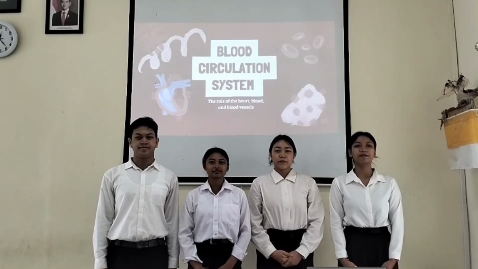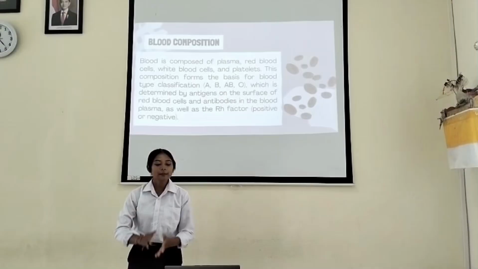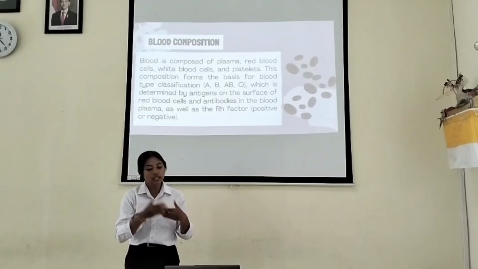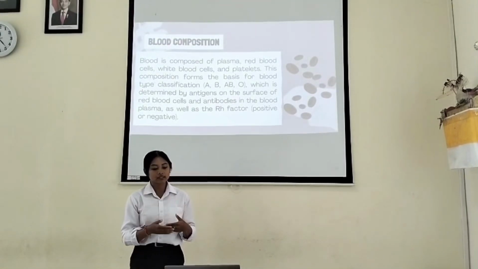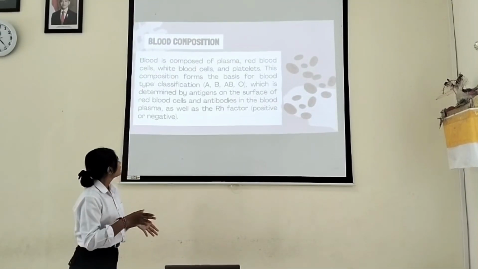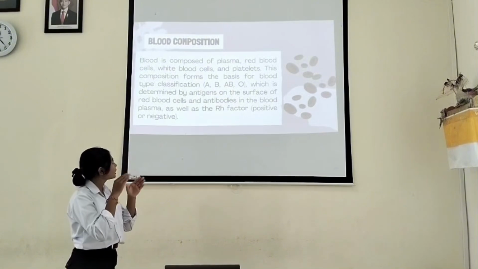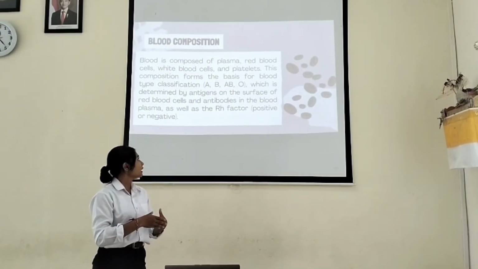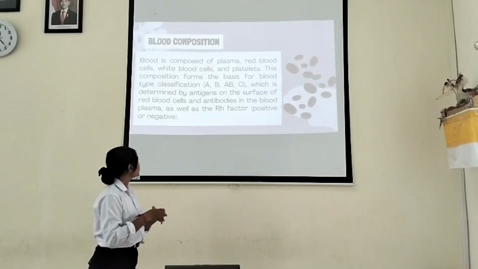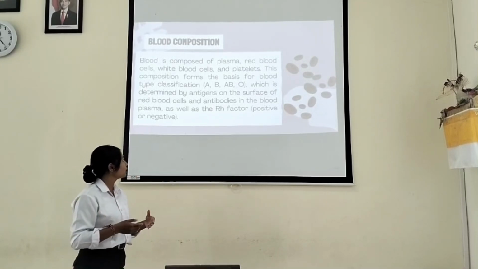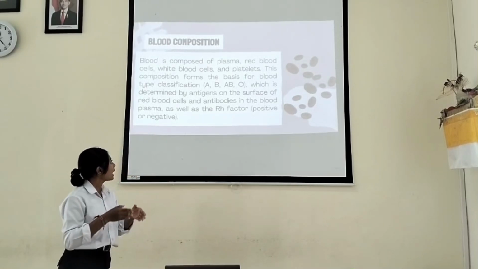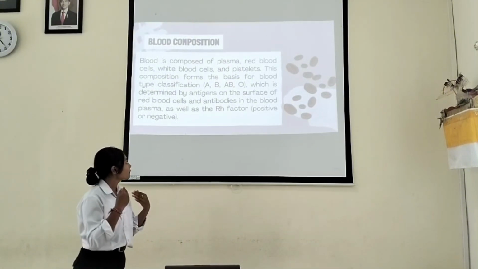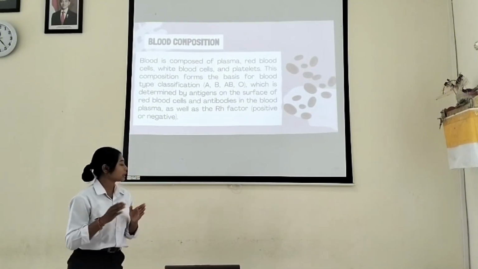The first topic will be presented by Pika. Topic 1 is blood composition. Blood is composed of plasma, red blood cells, white blood cells, and platelets. This composition forms the basis for blood type classification A, B, AB, and O, which is determined by antigens on the surface of red blood cells and antibodies in the blood plasma, as well as the Rh factor, positive or negative.